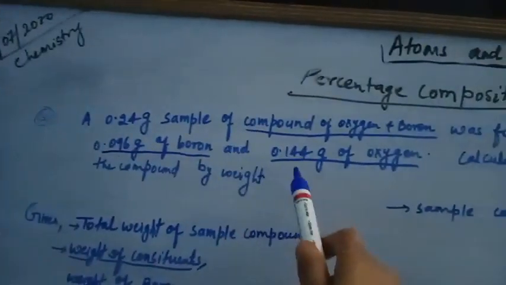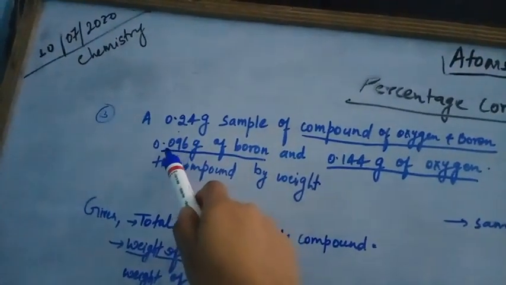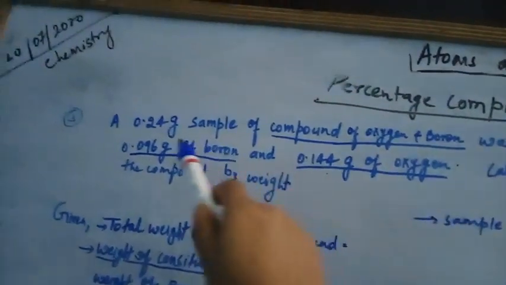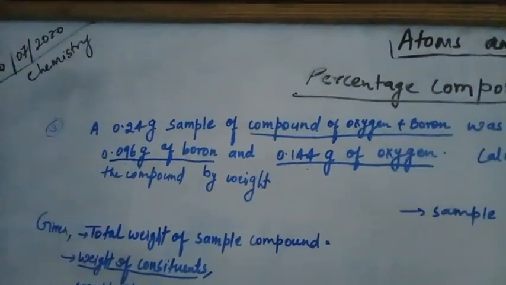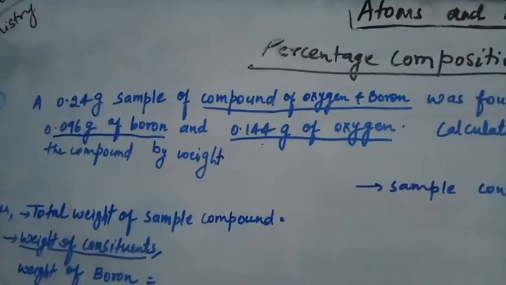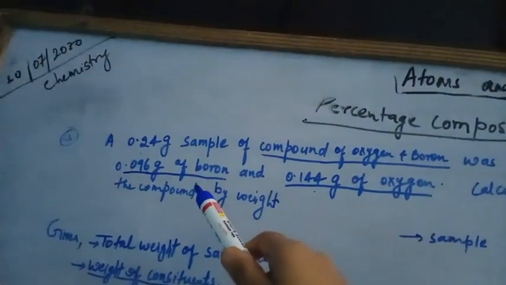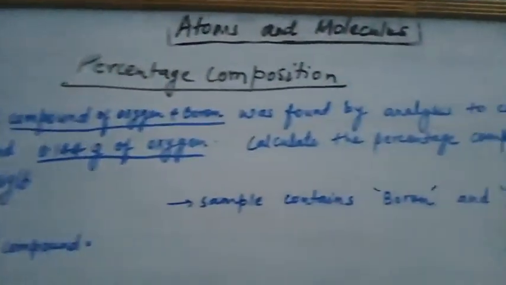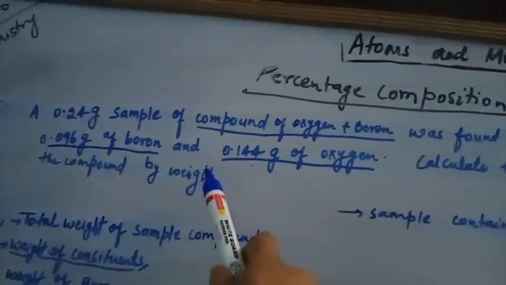And when you add up these two, you will get the total weight of the sample, that is 0.24. If you add up 0.096 and 0.144 gram, you will get the total weight of the sample, that is 0.24. So the sample is made up of boron and oxygen. The sample is a compound of oxygen and boron. So the sample composition are boron and oxygen. Okay. Now what is it asking here? It is asking to calculate the percentage composition of the compound by weight.